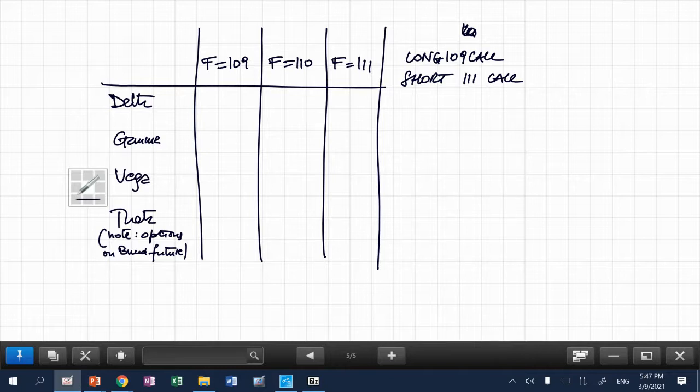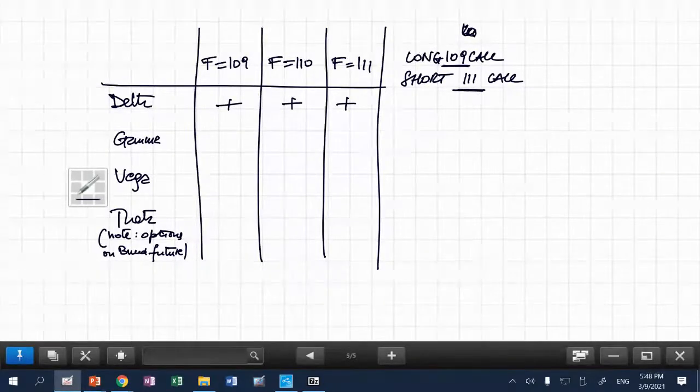First and simple thing to be said. Delta is going to be positive in all cases. Why? Because I'm always buying a call option with a lower strike than the call that I sell. So irrespective of where the future price is, the 109 call is either going to be more in the money than the other or less out of the money, but in any case, it must have a higher delta, and as a consequence, delta has to be positive anyway.